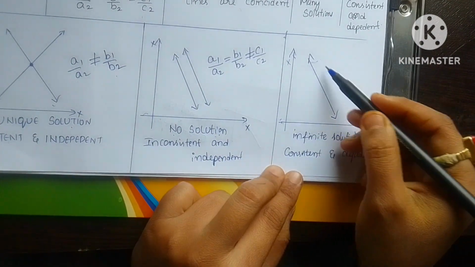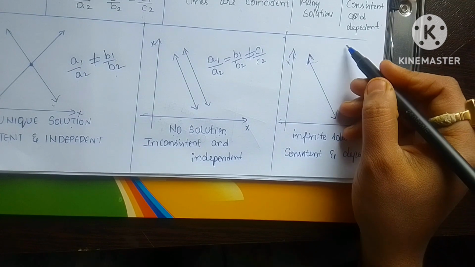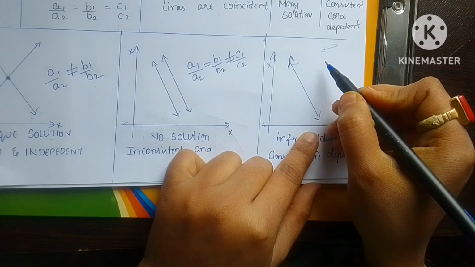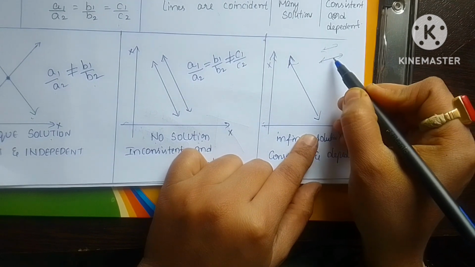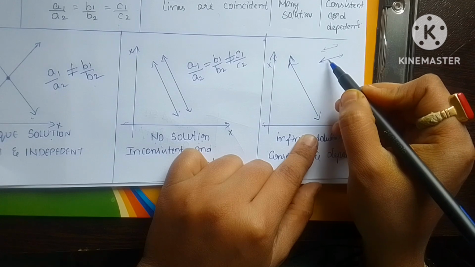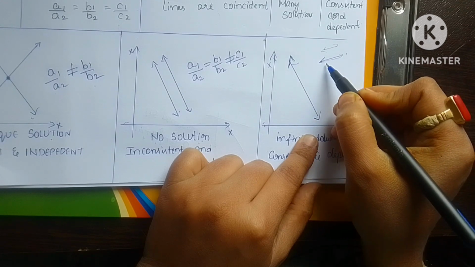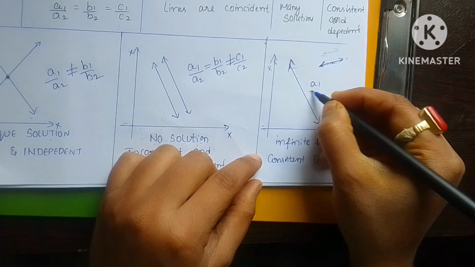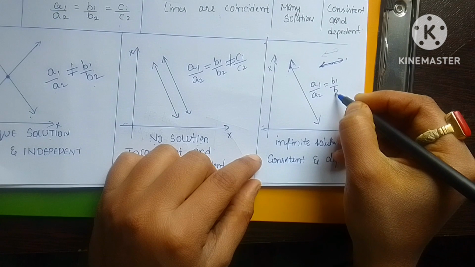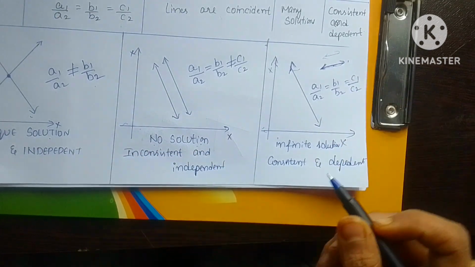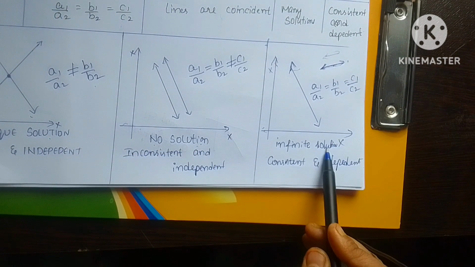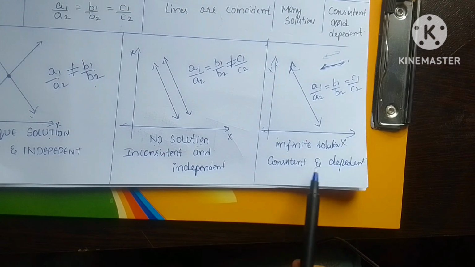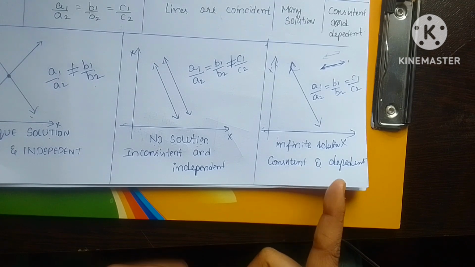If lines are coincident, it means one line goes on the other line. For example, this is one line, and on this line only it overlaps. Suppose this is line 1 and line 2 also comes on this line 1 only. So what is the ratio? a1 by a2 is equal to b1 by b2 is equal to c1 by c2. If this is there, infinite solutions will be there. Why infinite solutions? As they are coinciding with each other. So it is consistent and dependent.